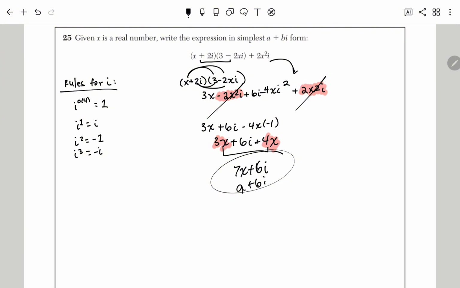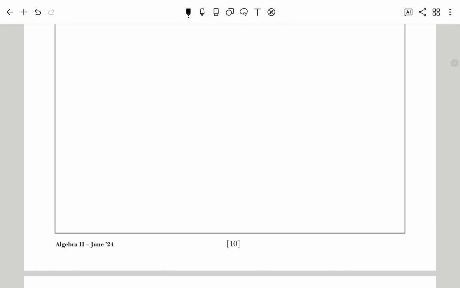So I FOILed the first part, and then added this part, and because these two terms cancel out, one positive and one negative, what I'm left with is 3x plus 6i minus 4x i squared. Because i squared is -1, I have -4x times -1, which is positive 4x. Then 3x plus 4x is 7x, and I just bring down my 6i. So my final answer is 7x plus 6i.